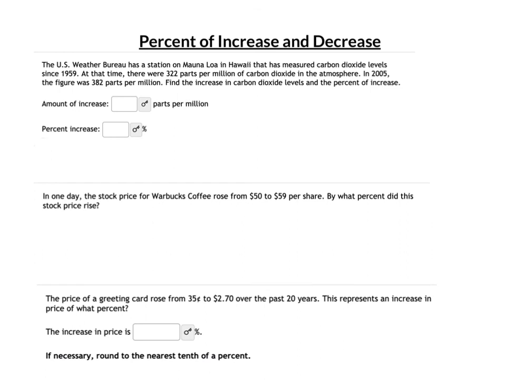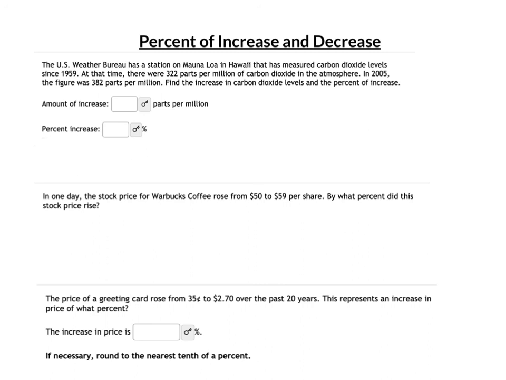Last few examples. The U.S. Weather Bureau has a station on Mauna Loa in Hawaii that has measured carbon dioxide levels since 1959. At that time, there were 322 parts per million of carbon dioxide in the atmosphere. In 2005, there were 382 parts per million. Find the increase in carbon dioxide levels and the percent of increase.